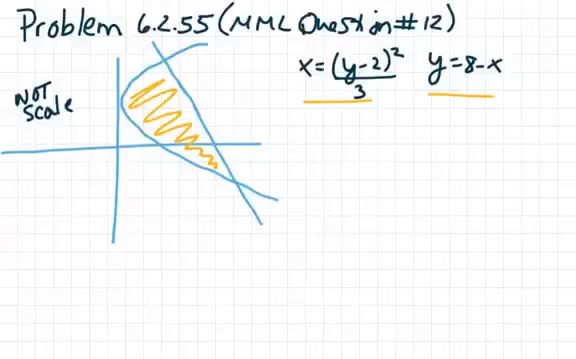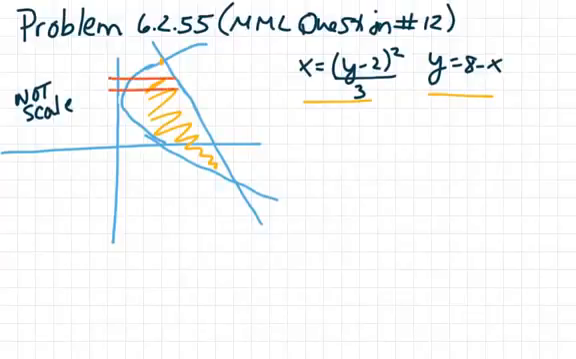integrate with respect to. So I've chosen to integrate with respect to y because there's only one region. If we were to slice by x, you would see that you would have multiple regions. So I don't want to deal with that. So I'm going to integrate with respect to y. So I'm going to be slicing across.